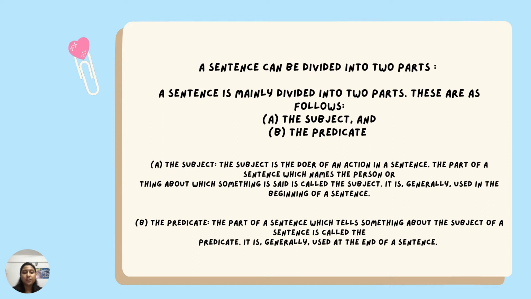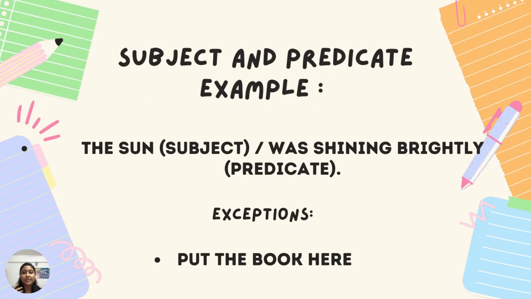Now if we talk about the predicate, the part of a sentence which tells something about the subject is called the predicate. It is generally used at the very end of the sentence. Now let us have a look at the examples of a subject and a predicate. The first example says, "The sun was shining brightly." Here, the sun is the subject because we are talking about the sun. And "was shining brightly" is telling something about the sun, its characteristics. It was shining brightly, and that is why it is the predicate.